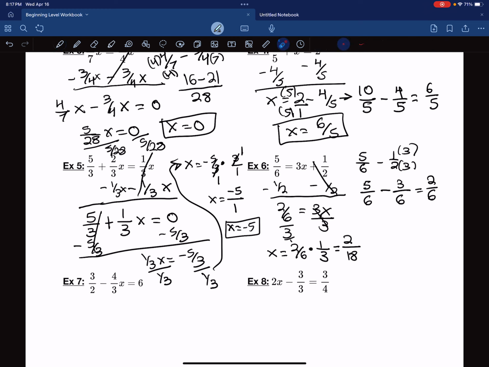Now we can reduce because we already have this solved for x. So x equals 2 over 18. So we're going to reduce that because we are done with the problem, we can reduce. So I'm going to divide both the numerator and denominator by 2. So we will get our final answer as x equals 1/9.